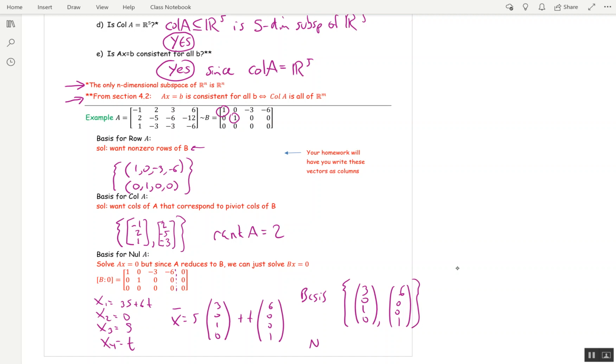And notice the nullity of A is 2. That's the dimension of the null space. And sure enough, rank plus nullity, 2 plus 2, is 4, which is the number of columns of A.